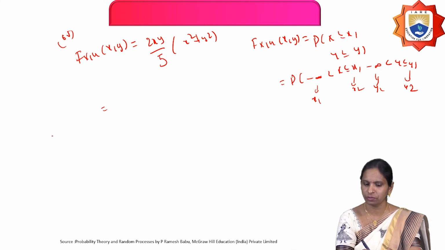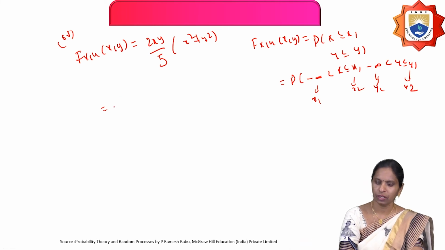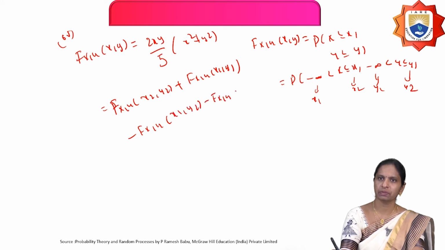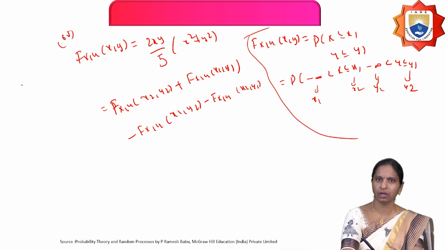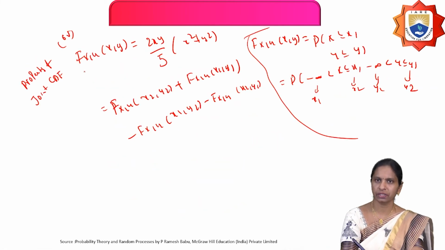Then in place of x and y, you can substitute fxy. So what is the probability here? P equals fxy of x2 comma y2 plus fxy of x1 comma y1 minus fxy of x1 comma y2 minus fxy of x2 comma y1. So using this property also you can substitute. This is from the property of the joint distribution function. So you can use this property, or else you can use the distribution function property.